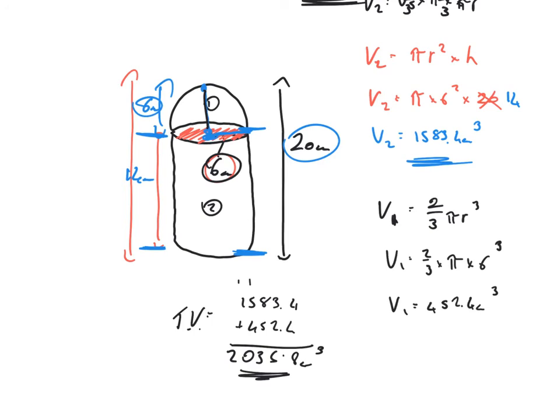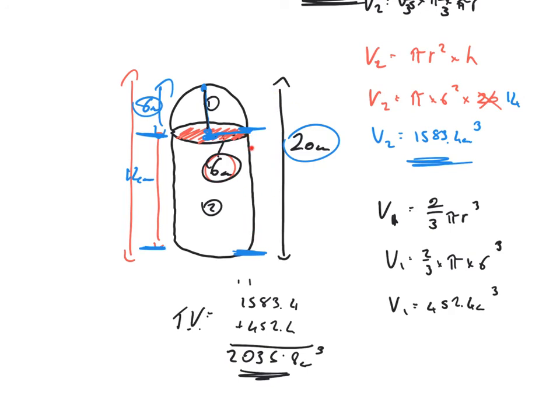Okay, so let's just describe where that came from again. So again, it was a composite shape. We split it into two separate shapes, the first being the hemisphere and the second being the cylinder. Okay, so the volume of a cylinder is the area of the circle multiplied by the height of the shape, so that's pi r squared times height. So the radius of the cylinder is 6, pi times 6 squared multiplied by the height of the cylinder. The height of the cylinder is not 20.